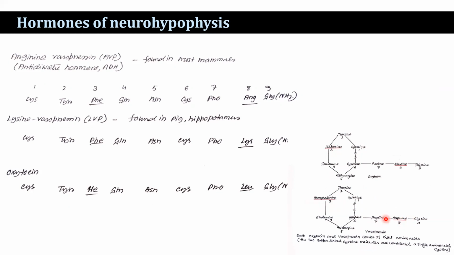Vasopressin is again categorized into 2 categories: arginine vasopressin, which is found in most mammals, and lysine vasopressin, which is found in the pig and hippopotamus, where the 8 position consists of lysine. Another one, vasotocin, is also an octapeptide that increases water absorption.